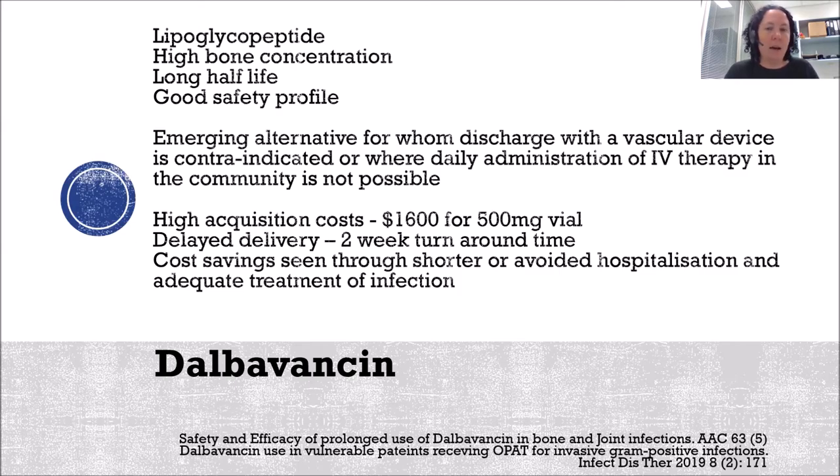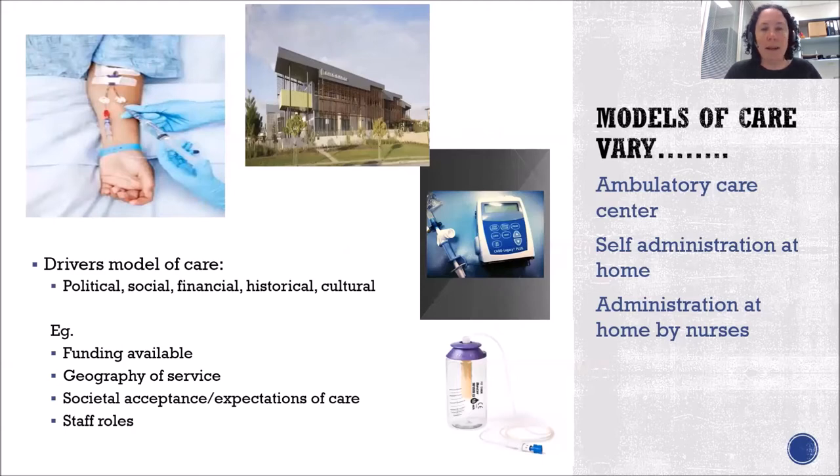The last thing I wanted to touch upon, which we've all been thinking about a lot recently, perhaps more in the healthcare than in the OPAT setting, is models of care. So in the literature, there's really three models of care for OPAT: an ambulatory centre of care, self-administration at home, and also administration at home by the nurses. And before we even get to your OPAT service, a lot of that's already been set up through political and social and financial drivers, which are all in place before you even enter the service.